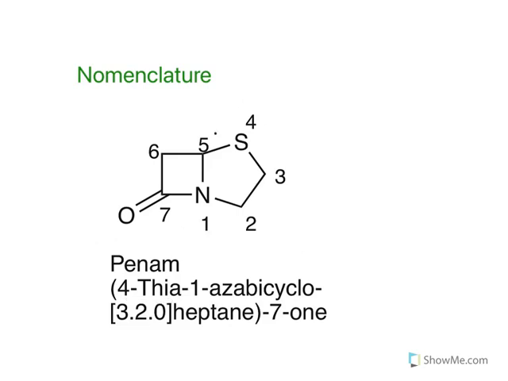If you see, this is the fused junction, the bridge junction, and surrounding this you have 1, 2, 3 atoms, hence it is called 3, and on the other side you have 1, 2 atoms, hence it is called 2, and the bridge is made up of only 2 atoms, a carbon and nitrogen. So when the bridge is made up of only 2 atoms, it is considered as 0.